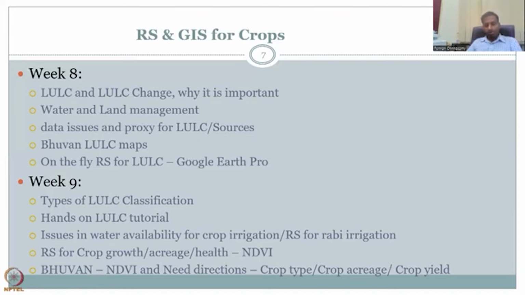Then we also looked at issues in water availability for crop irrigation, especially the Rabi and Zaid irrigation seasons. How do you assess these irrigation seasons? We looked at using different indicators. So LULC also gives you options to look at NDVIs and other indicators, Bhuvan indicators we had seen. And then we said that even though these are there, there is more need for crop type, crop acreage, and crop yield mapping. So if you know the crop type, then we can say, okay, the same color is there from the spectral image.